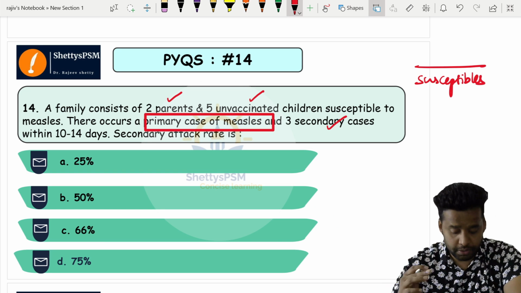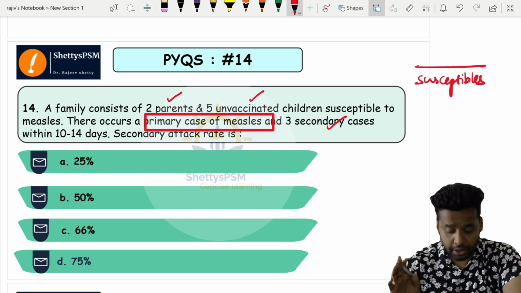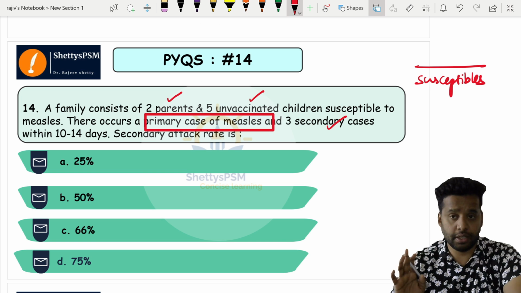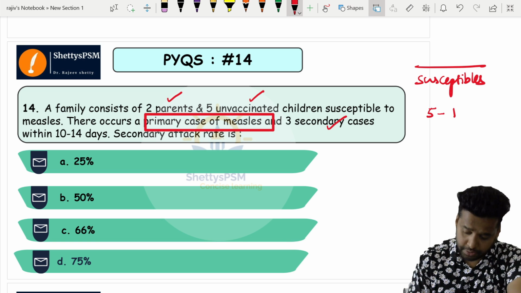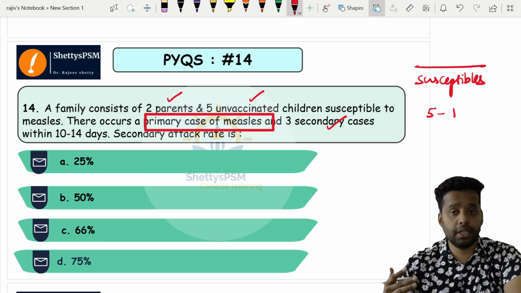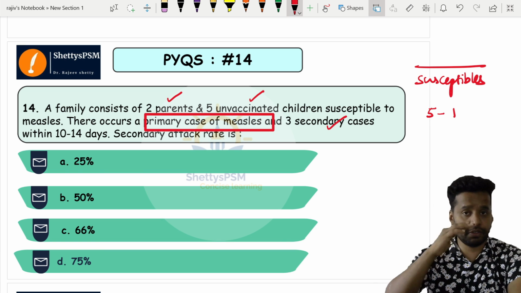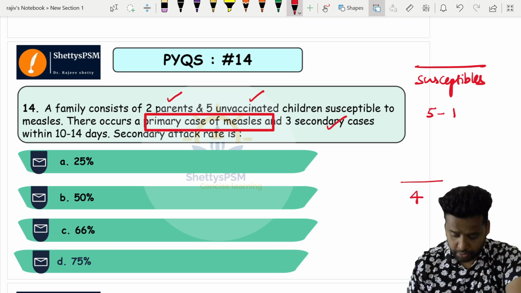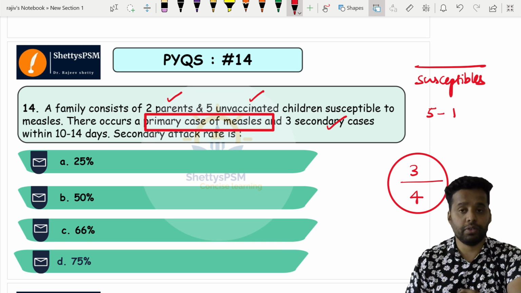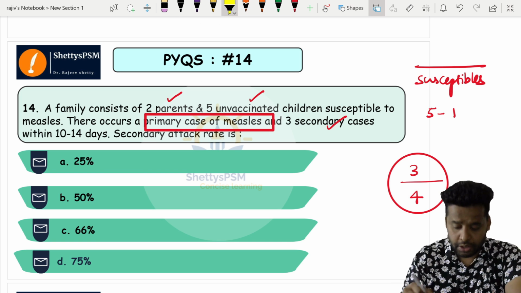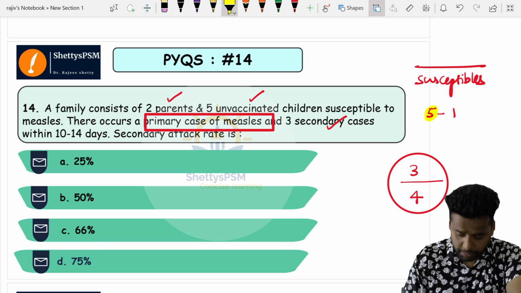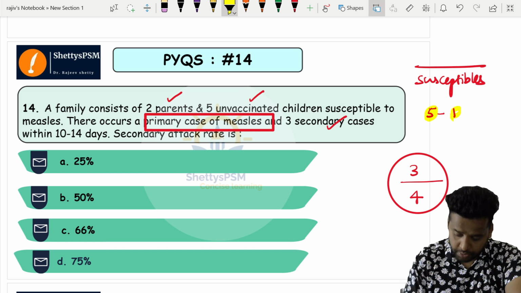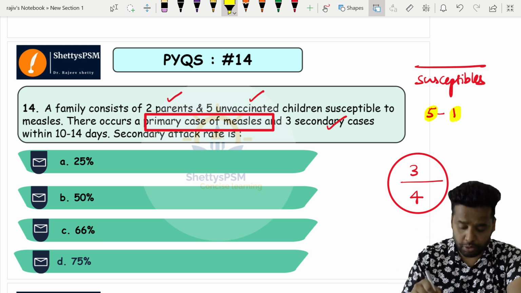Parents are not susceptible, so we are excluding them. Just within the children we have to count. Within the children, five unvaccinated children are susceptibles. But within that, one primary case happened. So 5 minus 1: the primary case will be excluded. So the denominator is 4, the numerator is 3. 3 by 4. Very easy question, because I am not giving anything complicated, I am just giving five unvaccinated children directly. These are susceptibles. Within that, the primary case happened. So 4 in the denominator. Numerator, how many secondary cases?